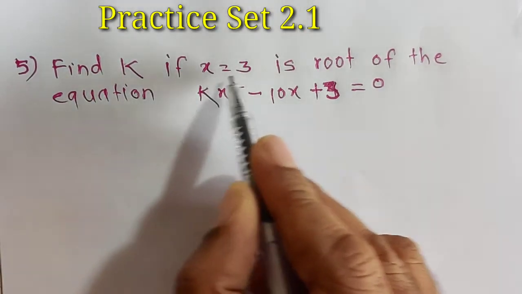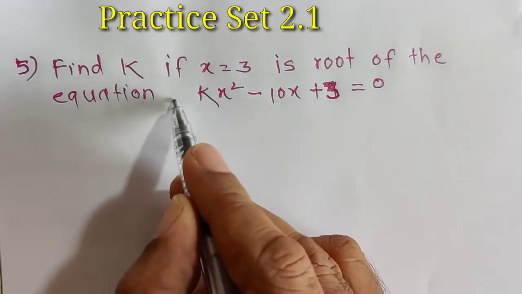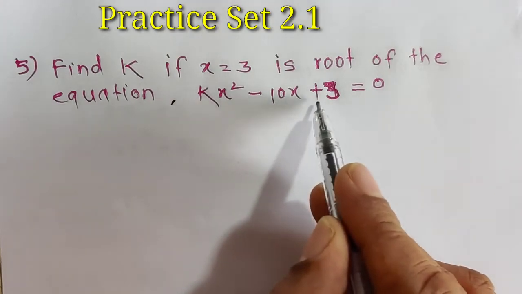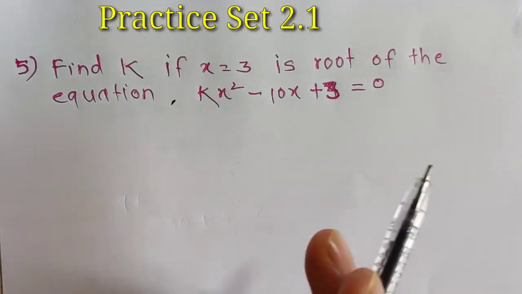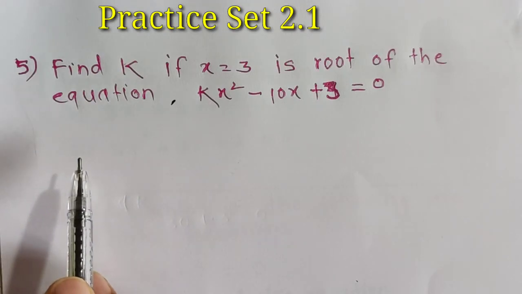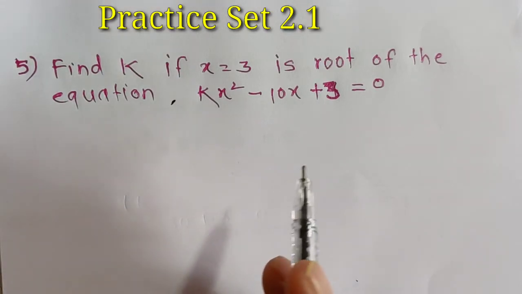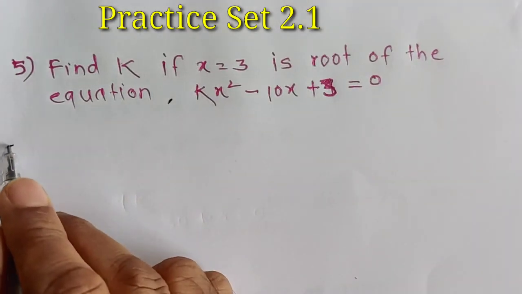Find k if x is equal to 3 is a root of the equation kx square minus 10x plus 3 is equal to 0. Then find k. Question number 4 and question number 5 are totally different. In 4, the value of x is given. We have to decide whether it is a root, and here the root is given. Now how to solve? Let us see.